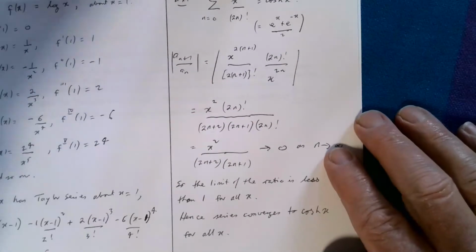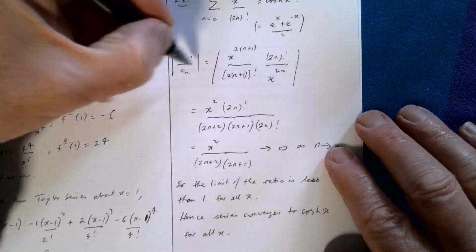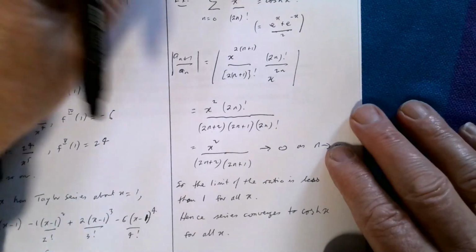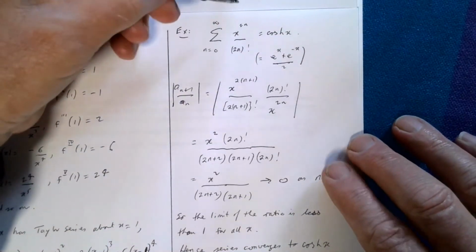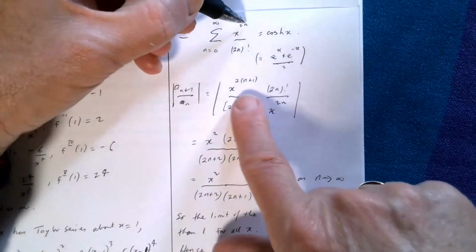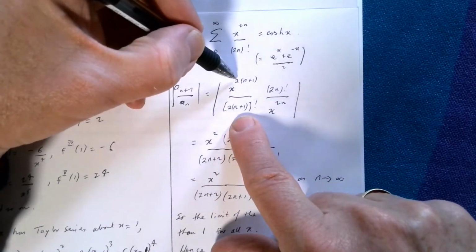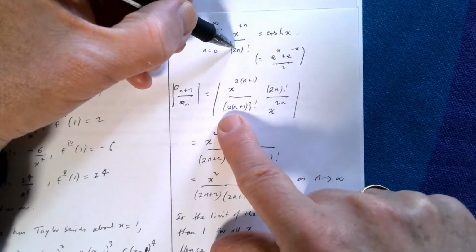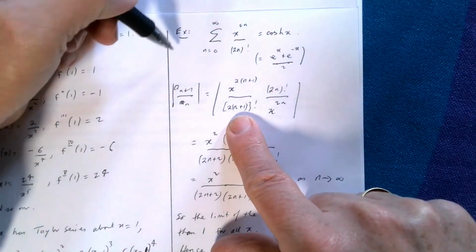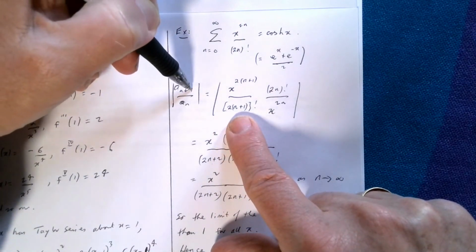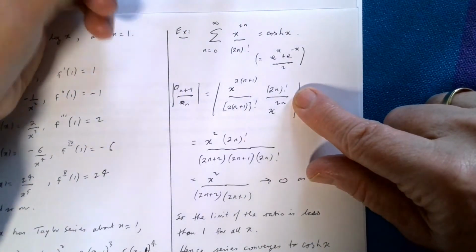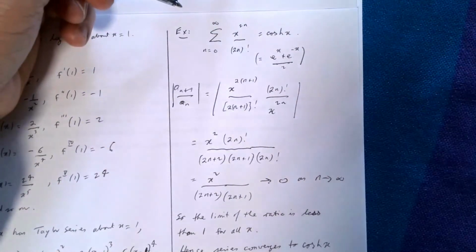And we do this using the ratio test. So as before, we look at a sub n plus 1 over a sub n. Now be careful here, you've got to replace the n with n plus 1. So I get x to the 2 brackets n plus 1, and then 2 brackets n plus 1 factorial. That's the a sub n plus 1. And then invert and multiply to divide by a sub n and take the absolute value.